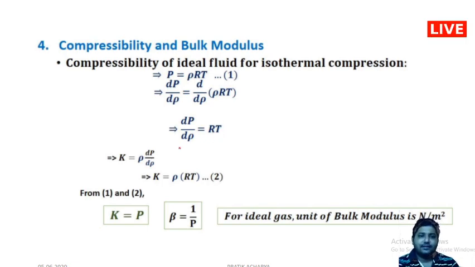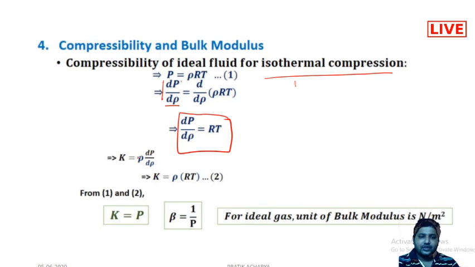So compressibility and bulk modulus in case of isothermal process. Isothermal process is what? P is equal to rho RT. Okay, P is equal to mRT, or m by V will be equal to rho RT. Pressure is a function of density, so if you take the derivative of pressure with respect to density, we are getting this one. So the bulk modulus will be equal to rho into dP by d rho, we know this one. So in dP by d rho, put this value and we are getting this equation 2. So if you equate equation 1 and equation 2, this K is coming out to be P.